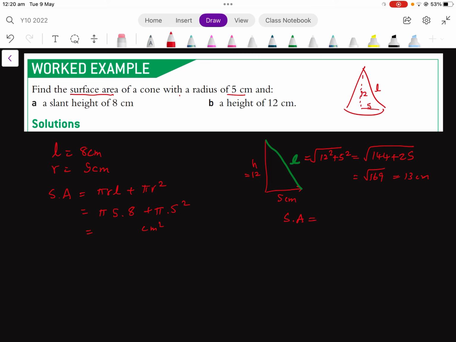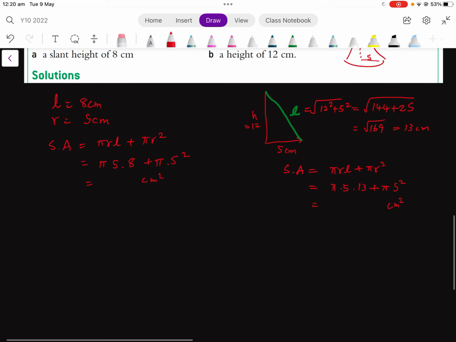So the surface area of this is pi RL plus pi r square. pi r l, pi into 5 into l is 13, plus pi, and the radius of the cone is 5 square, pi 5 square. Please use a calculator. Your answer should be in centimeter squares. All right, you can continue with the exercise.